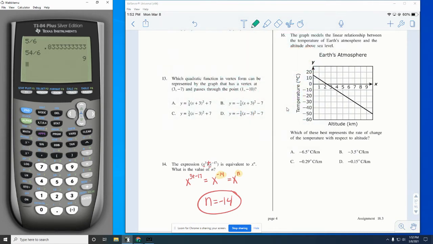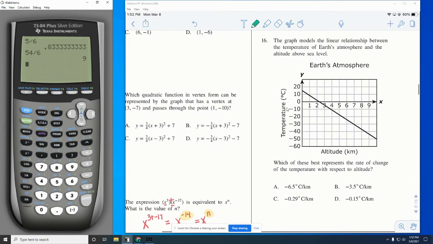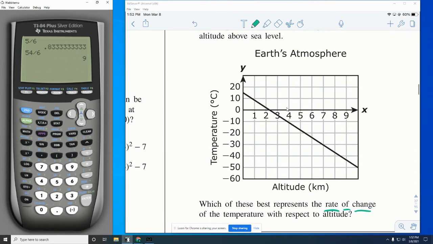Number 16, so just slide your eyes a little bit to the right. The graph models the linear relationship between the temperature of Earth's atmosphere and the altitude above sea level. Which of these best represents the rate of change of the temperature with respect to altitude? So remember, rate of change is a slope. So I'm going from point to point.